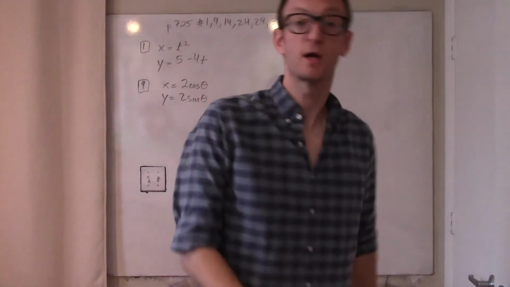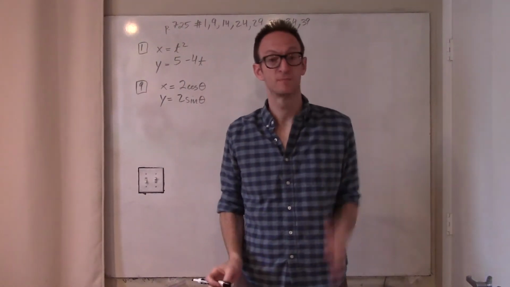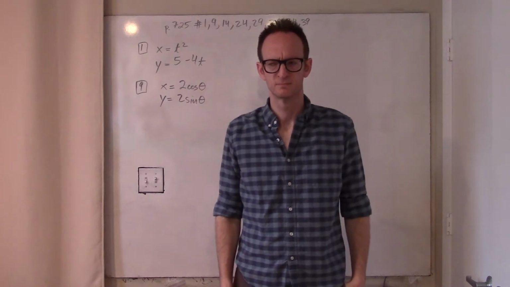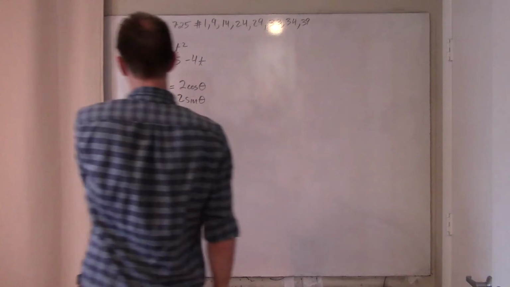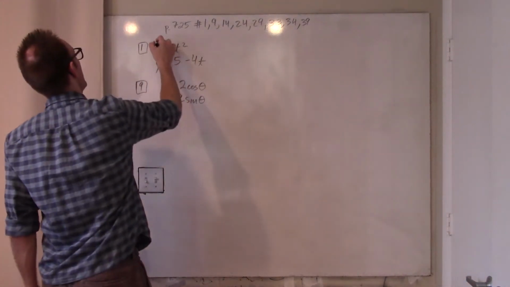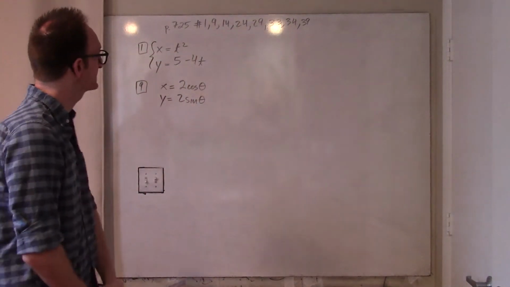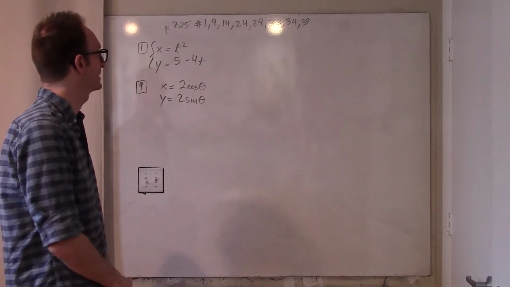Okay, hello. We're going to go over the homework from section 10.3 on parametric equations. Let's do it. I have a pair of parametric equations, x equals t squared, y equals 5 minus 4t.